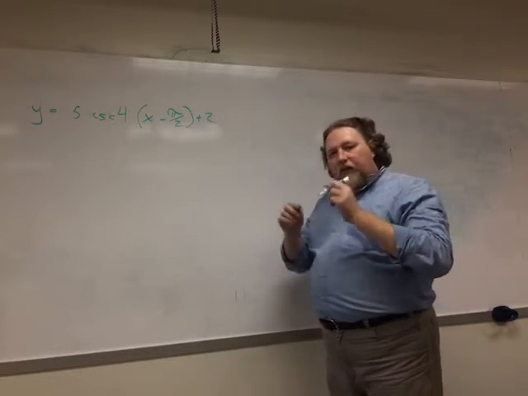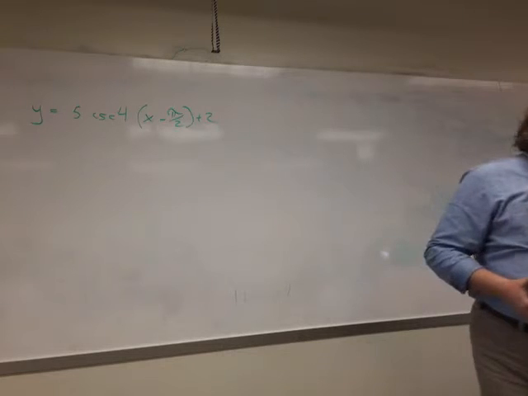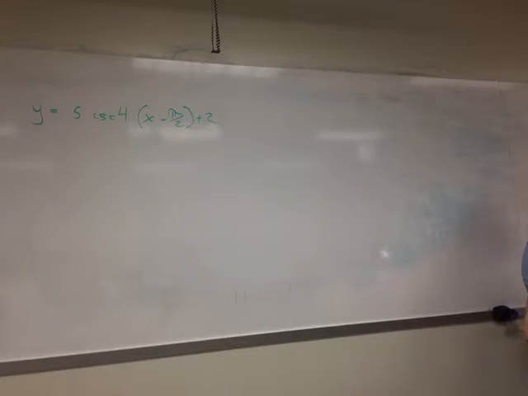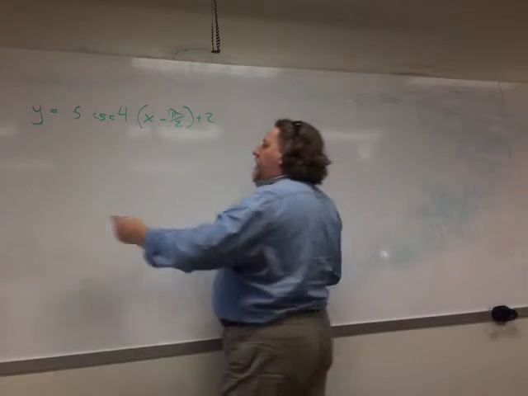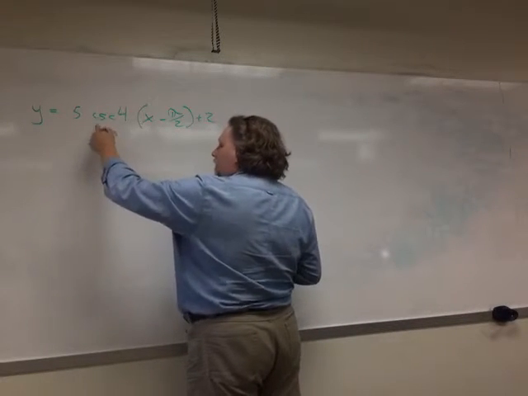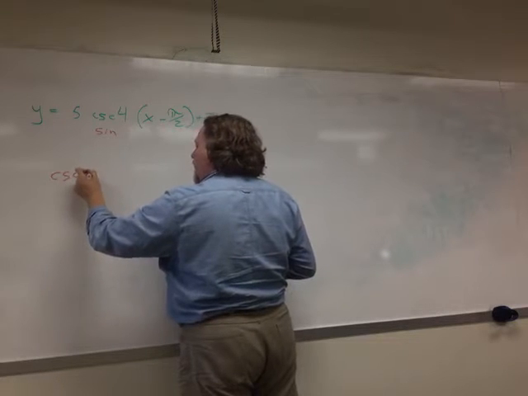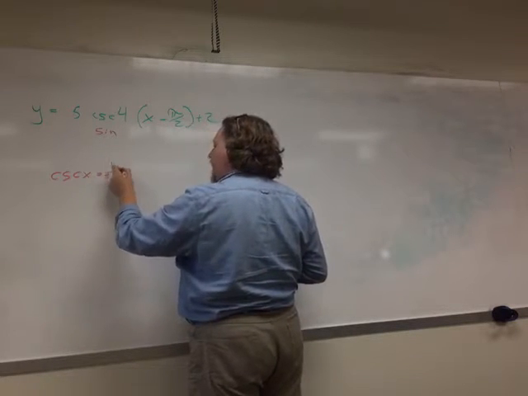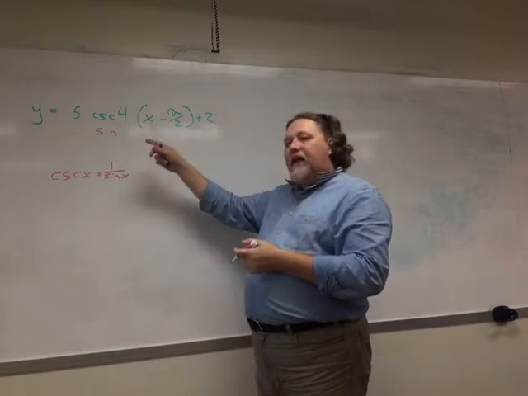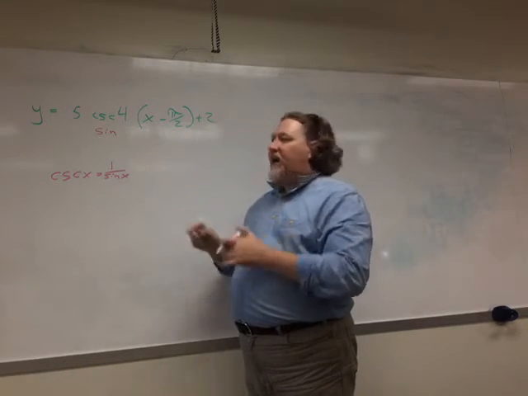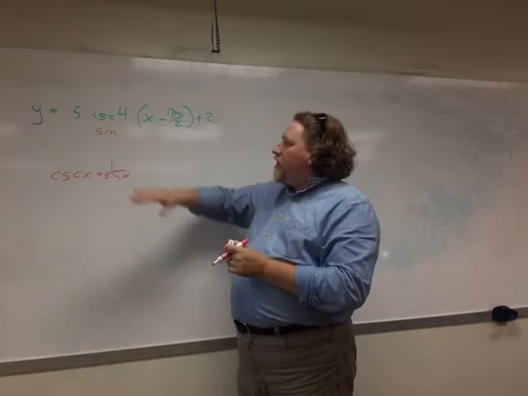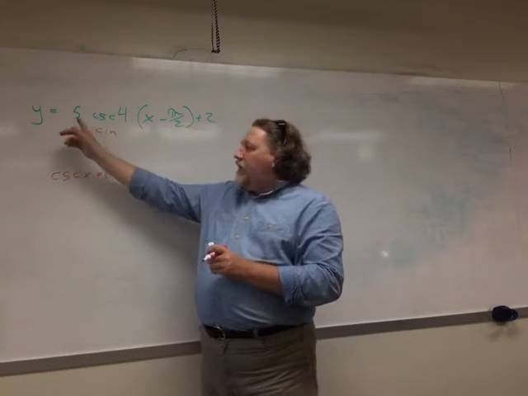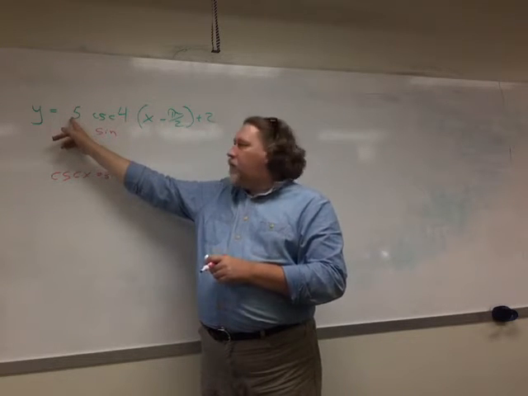Now, the trick to drawing this is that for just a minute, instead of drawing cosecant, I'm going to graph sine. Remember, cosecant of an angle is 1 over the sine of that angle. So the trick to drawing cosecant is actually to draw sine first. So for the moment, pretend that doesn't say cosecant. Pretend that says sine. Then this 5 would be the amplitude.